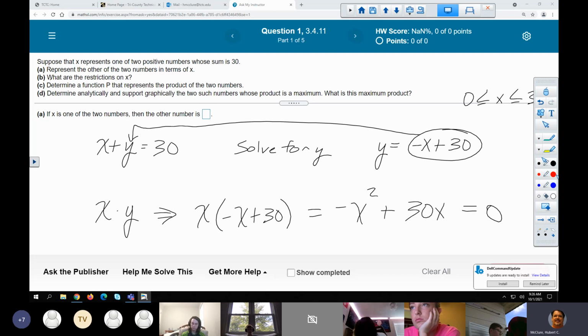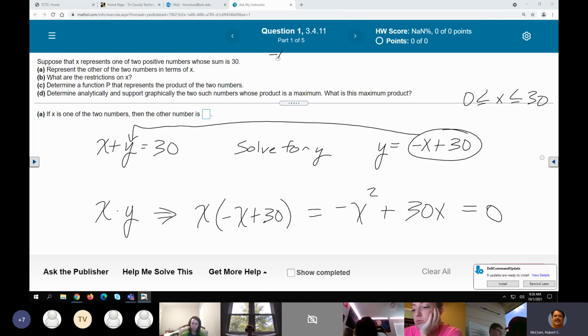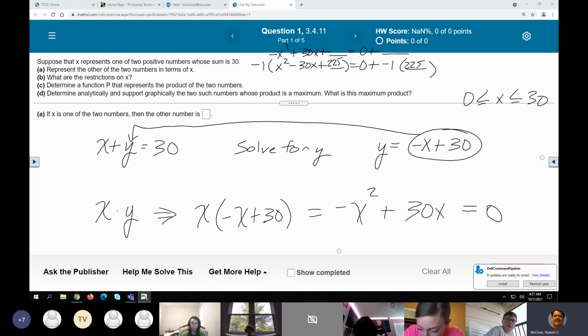We'll go up here to the top. -x squared plus 30x plus blank is equal to 0 plus blank. Factor out a -1: x squared minus 30x plus blank is equal to 0 plus -1 times blank. Half of 30 is 15. 15 squared is 225. And that's going to give you -1 times x minus 15, quantity squared, is equal to -225.